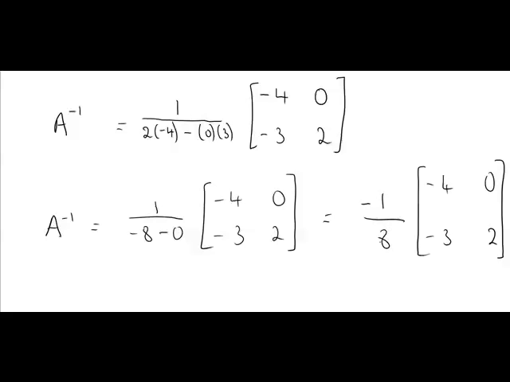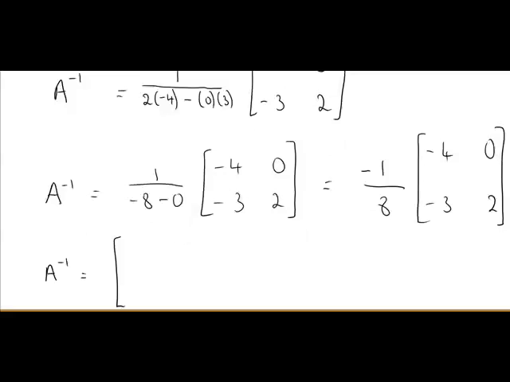If you wish to multiply in the fraction, you'll be multiplying minus 1 over 8 by each term. So if we multiply in the minus 1 over 8, minus 1 over 8 by minus 4 will give us plus 4 over 8, or plus 1 over 2, if we're to break it down to its lowest term. Minus 1 over 8 by 0 is still 0. Minus 1 over 8 by minus 3 will give us plus 3 over 8. And minus 1 over 8 by 2 will give us minus 2 over 8, which is minus 1 over 4. And that's our inverse completed.